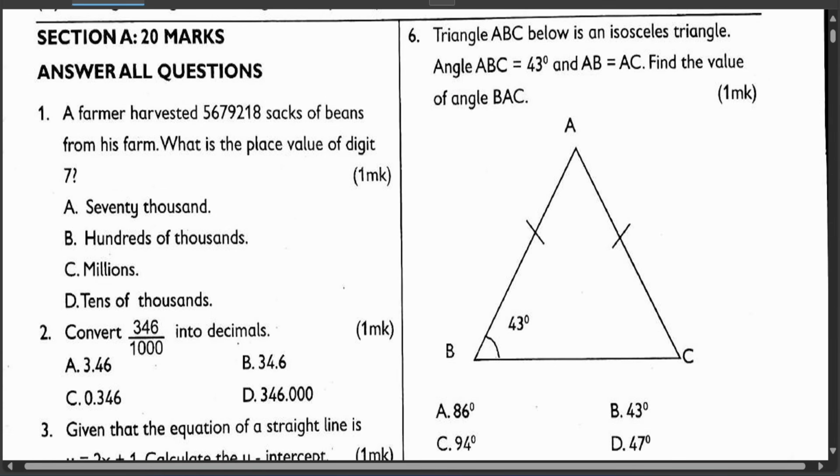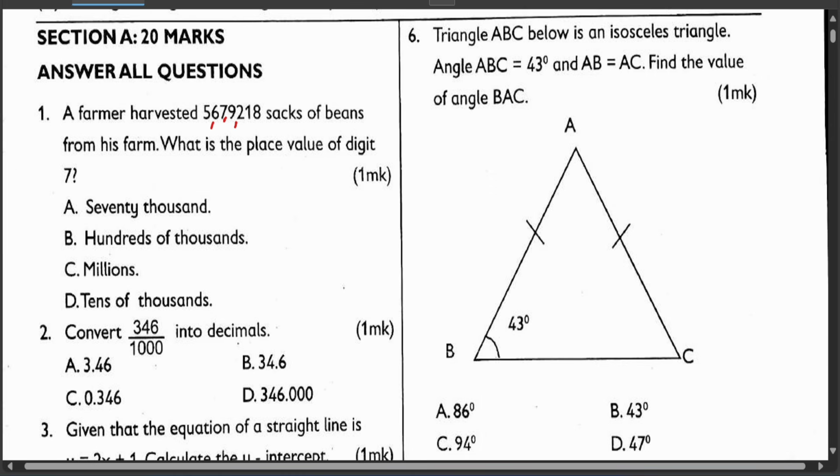Section A. Amambia section A ambao ni 20 marks. A farmer harvested 5,679,280 sacks of beans from his farm. What's the place value of digit 7?